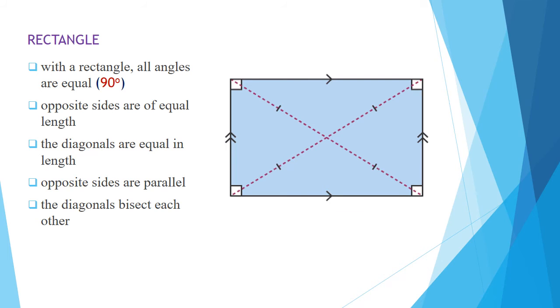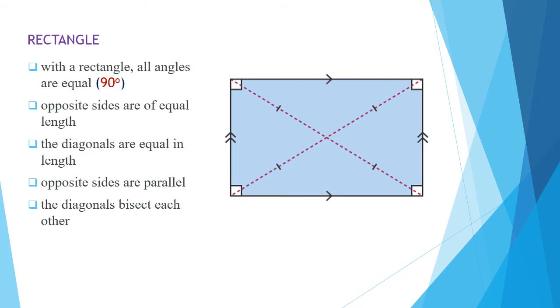Meaning that if, let's say, the top side is 5 centimeters, the downside will be 5 centimeters, but not the side. So the side could be possibly, let's say, 3 centimeters and then 3 centimeters. And also the opposite sides are parallel, so that's obvious. That's indicated by the arrows, the single arrows and then the double arrows. So that is that. Now also, it also has diagonals.